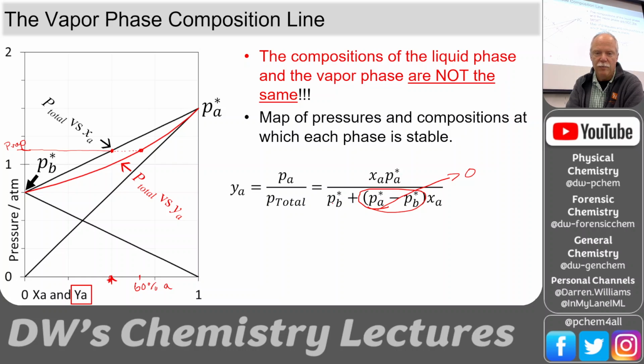And then we just have XA, PA over PB. If they're the same, remember this difference is 0, then they're the same, and YA equals XA. So if there's no difference in the volatility, then there's no difference in the vapor phase composition. They're both just as volatile. So a 50-50 mixture in the liquid would give you a 50-50 mixture in the gas, and it would be impossible to distill those from each other. They'd essentially have the same boiling point. They'd have the same vapor pressure. So when YA equals XA, when PA star equals PB star.